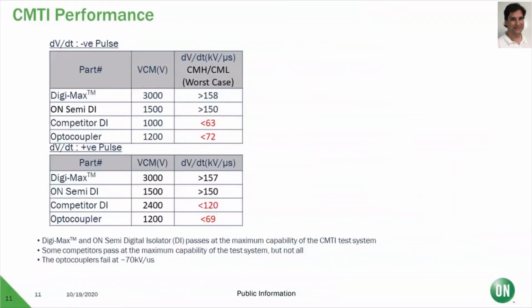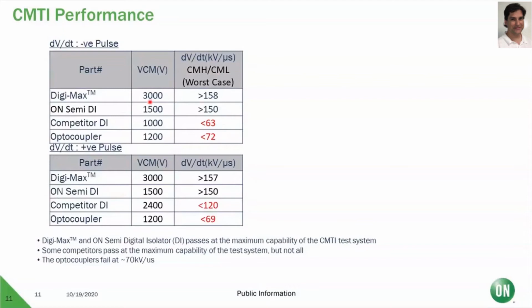Looking at the CMTI performance, this is looking at the negative pulse. So this is the positive to negative slope, and then the negative to positive slope in this example. Looking at common mode high and common mode low, I take the worst case specification for the rating because they're different for each device between CMH and CML.